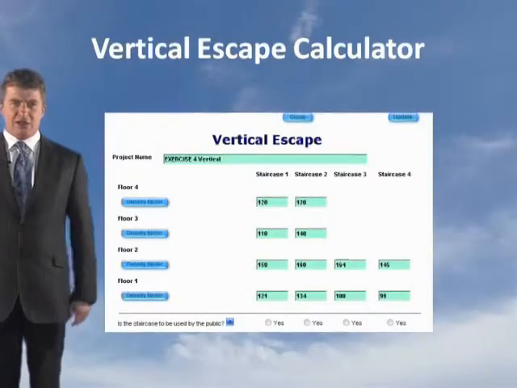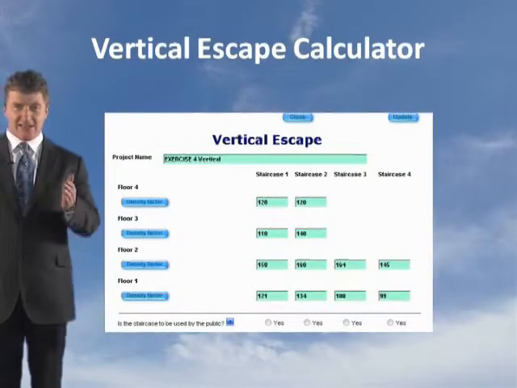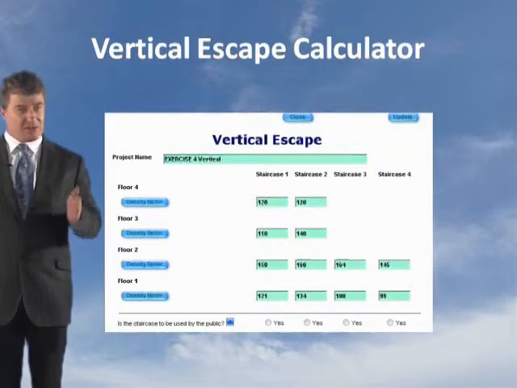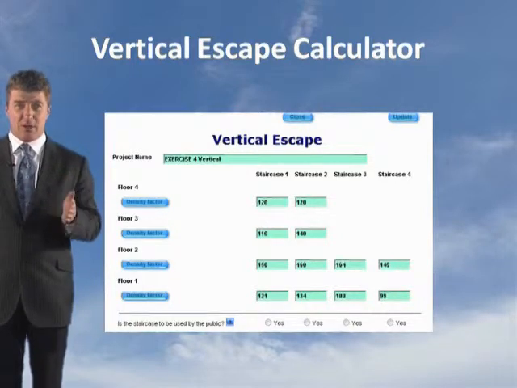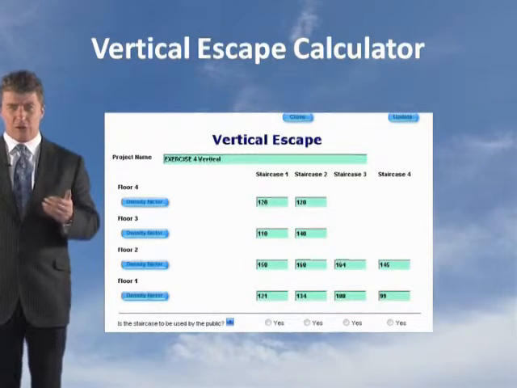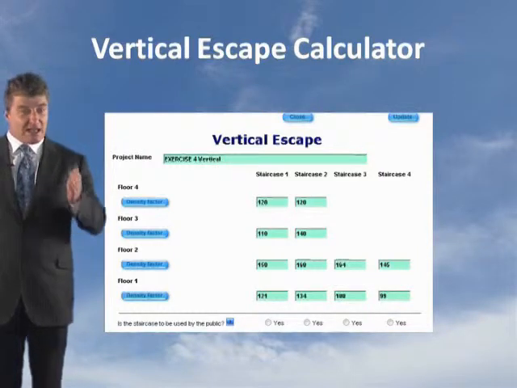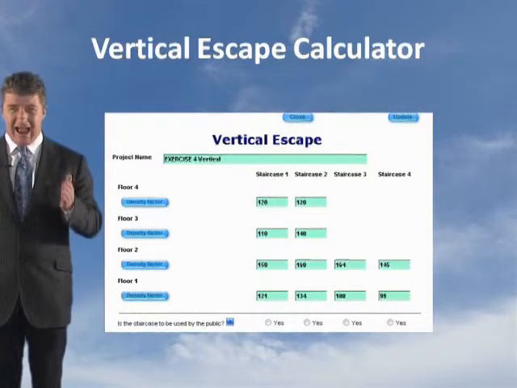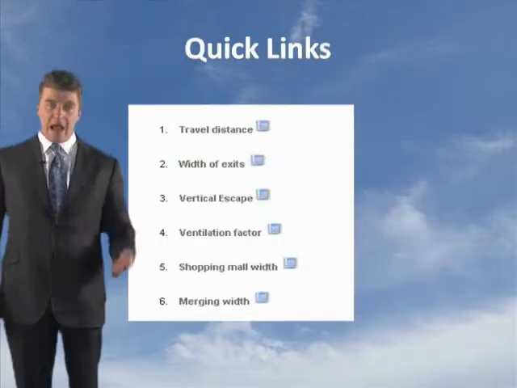Now let's look at the vertical escape calculator. This is an extremely powerful calculator which can determine the staircase width of any building with up to 8 separate staircases and 60 stories. This calculator alone comprises approximately 700,000 lines of .NET code and it took 3 years to complete. How do you use it?